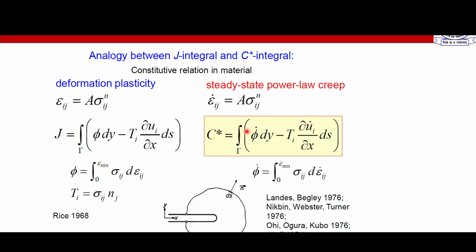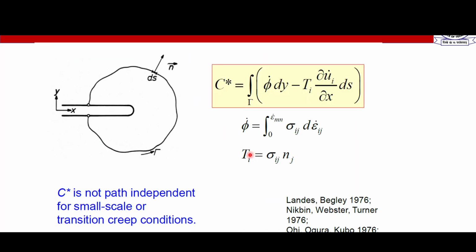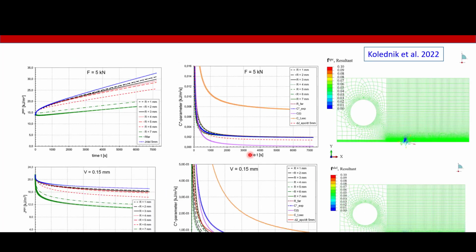But C star or similar integrals are not defining anything. They have no theoretical or physical meaning behind them. They are just integrals. They are not defining crack driving force or rate of change of crack driving force, because if J is crack driving force, then rate of change of J will not be equal to C star, and we'll see how. So these are the problems with C star integral, and let us look at some calculations.